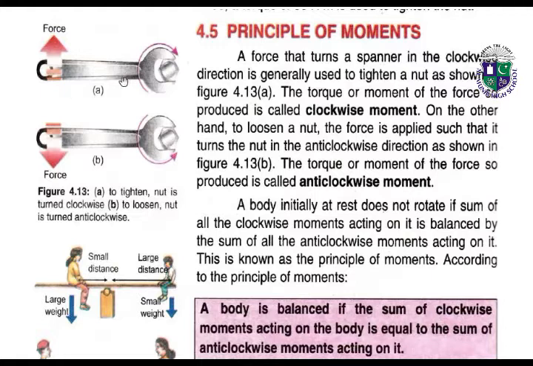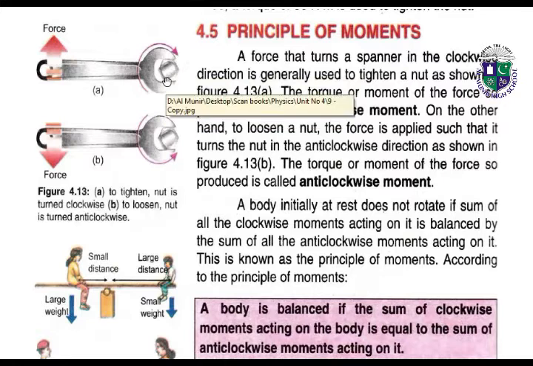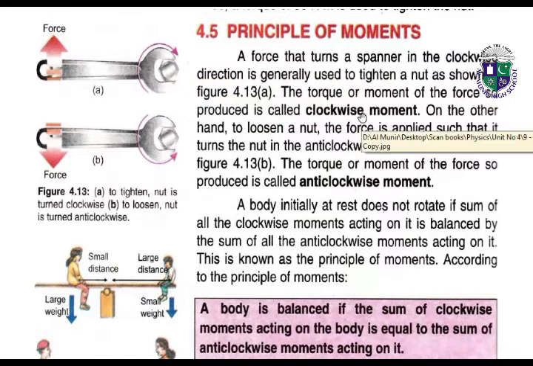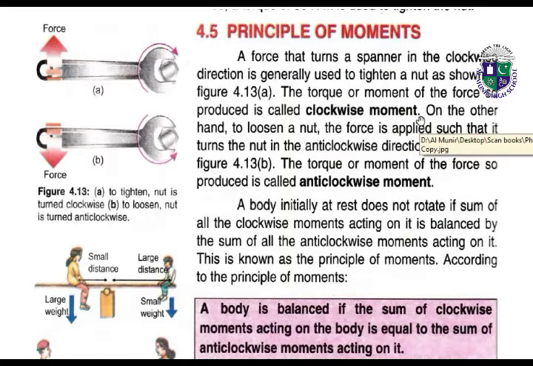Whenever we use a spanner to loosen or to tighten a nut or bolt, we use two types of moments. One is clockwise, another one is anti-clockwise. A force that turns the spanner in the clockwise direction is generally used to tighten a nut. The torque or moment of a force so produced is called clockwise moment. Whenever we use the spanner, we exert force on it to turn the spanner clockwise. It means we are going to tighten a nut, and this is clockwise moment.